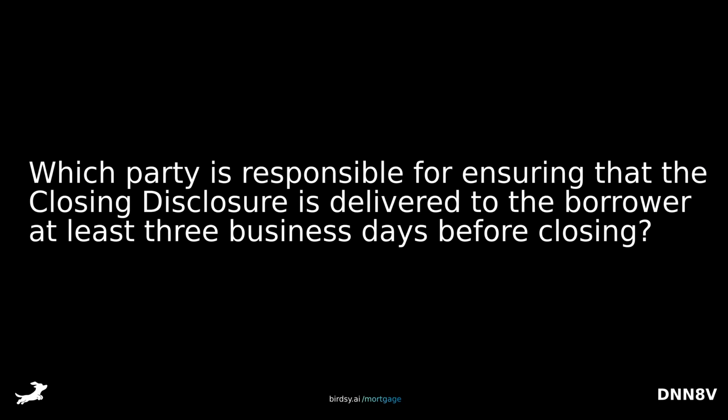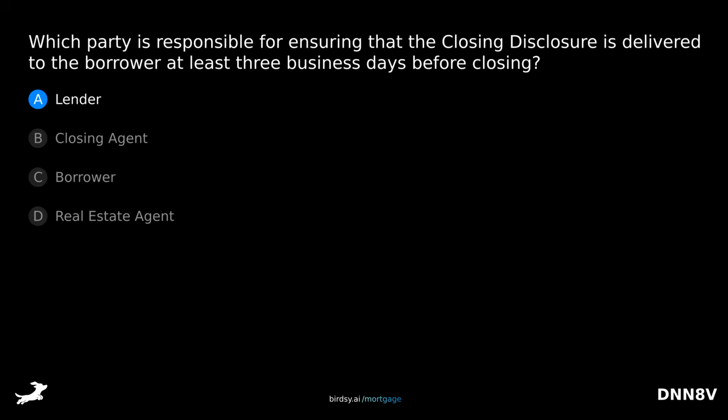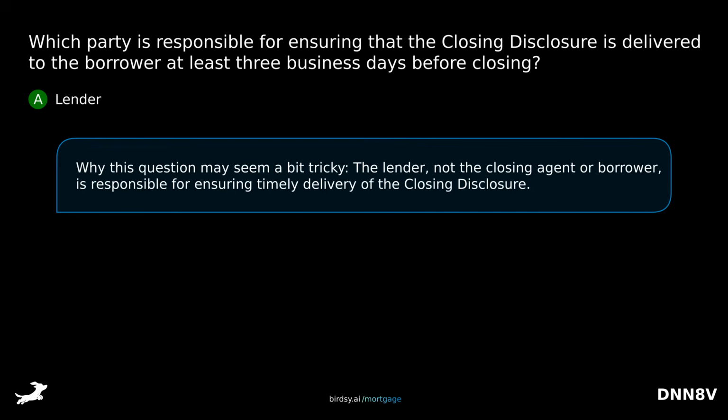Which party is responsible for ensuring that the closing disclosure is delivered to the borrower at least 3 business days before closing? Is it A, lender, B, closing agent, C, borrower, or D, real estate agent? The answer is A, lender. Why this question may seem a bit tricky. The lender, not the closing agent or borrower, is responsible for ensuring timely delivery of the closing disclosure.